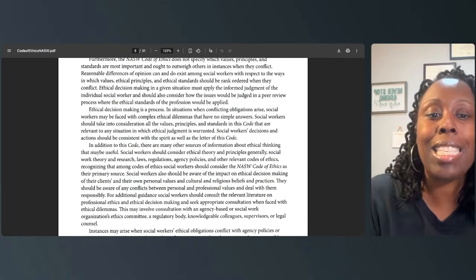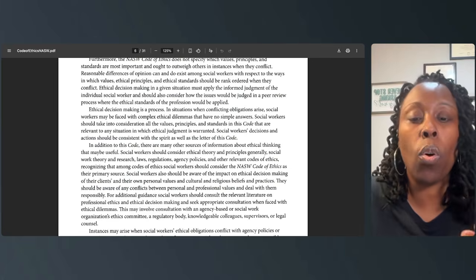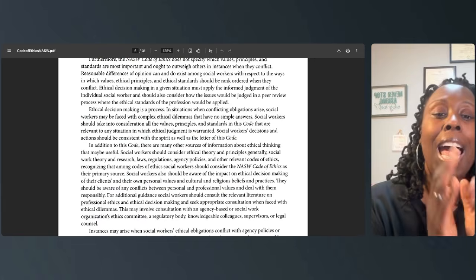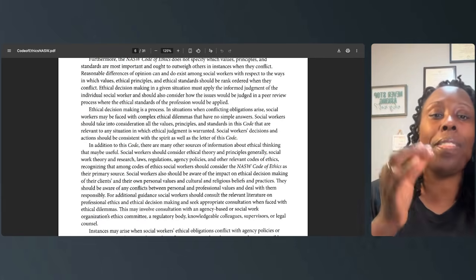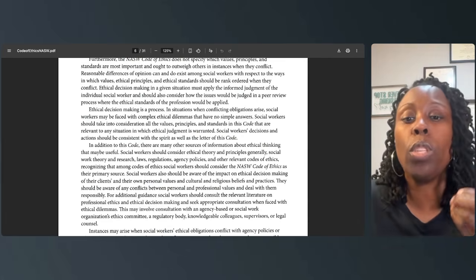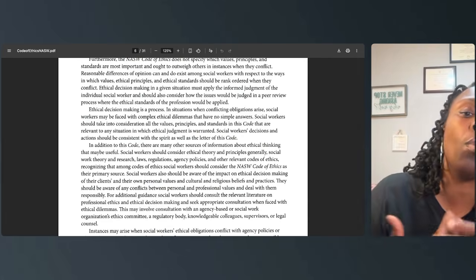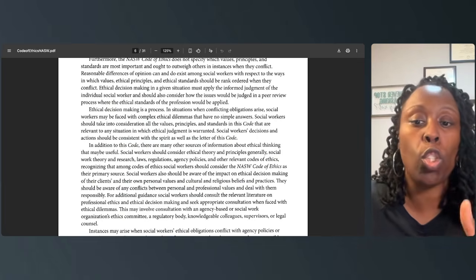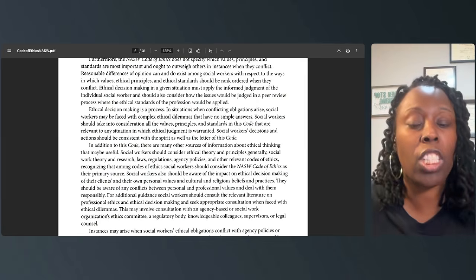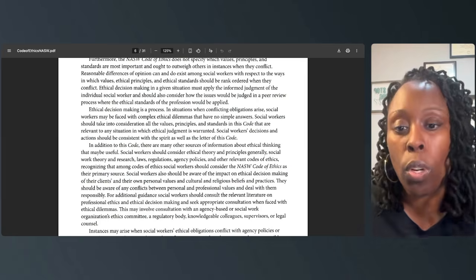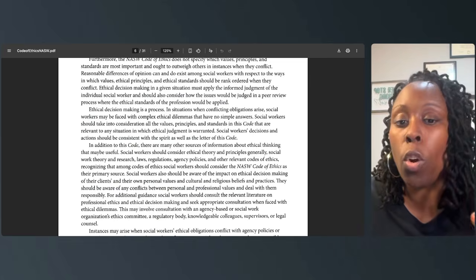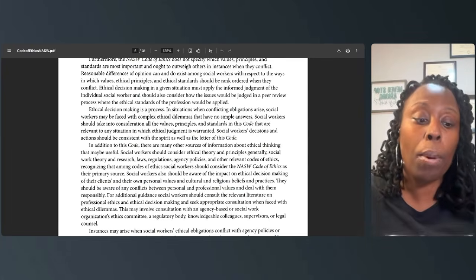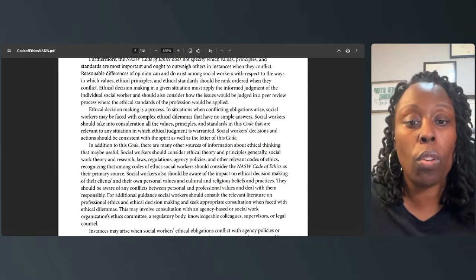of ethics. This is super important, guys, because the code of ethics is a tool and it is a guide and it is something that we should all adhere to in our profession. However, even the code is telling us that we have to expand our knowledge and use other things to make sure we're really up to date and understanding what is expected of us as professionals. So it says social work theory and research, laws, regulations, agency policies, and other relevant codes of ethics, recognizing that among codes of ethics, social workers should consider the NASW Code of Ethics as their primary source. But every profession has their own code of ethics, so we should be aware of it.